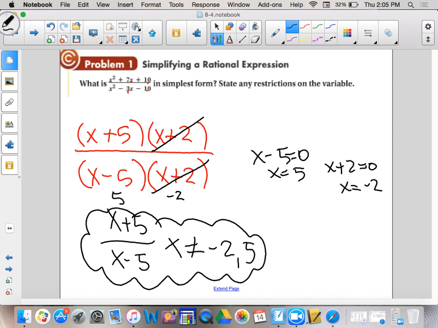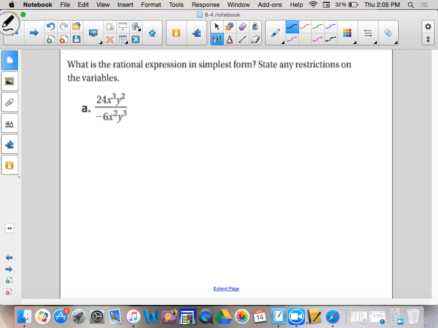No, just the bottom. Okay, next problem is 24x cubed y squared divided by negative 6x squared y cubed. Where do you think we're going to start with this one? The bottom. Simplifying the 24 and negative 6. What's 24 divided by negative 6? Negative 4. Now I have x cubed on top and x squared on bottom.